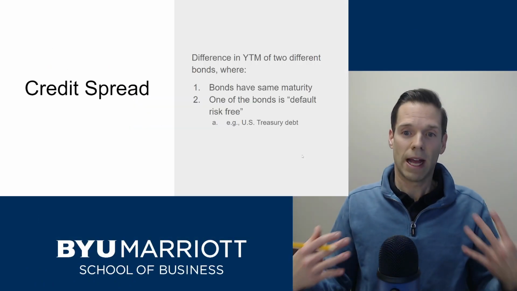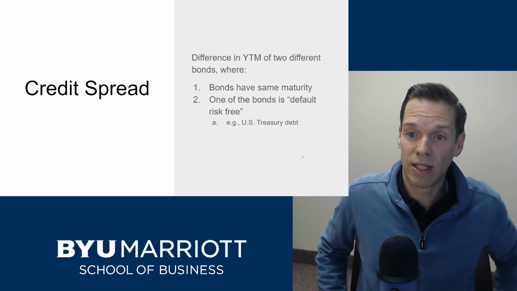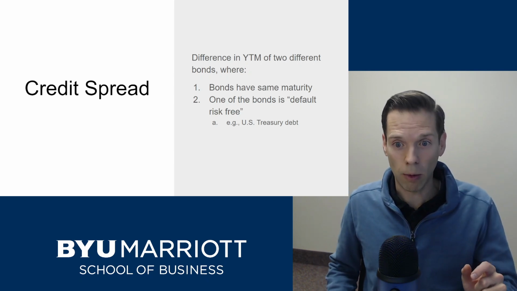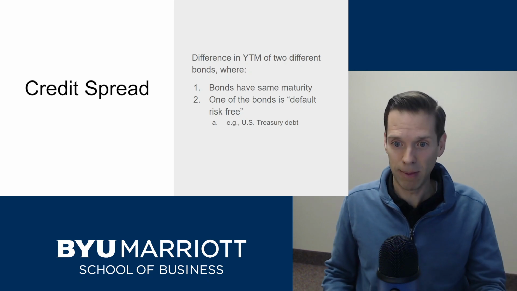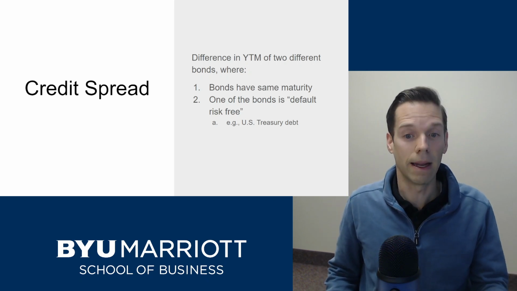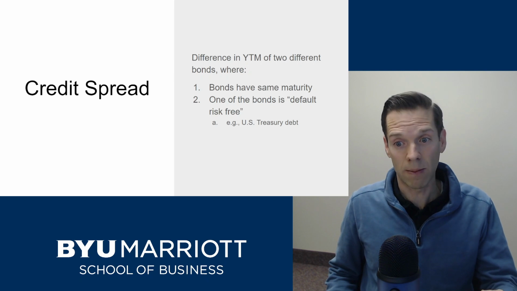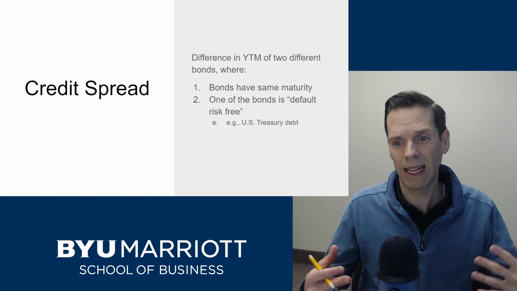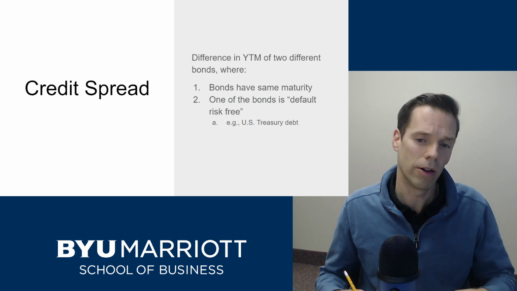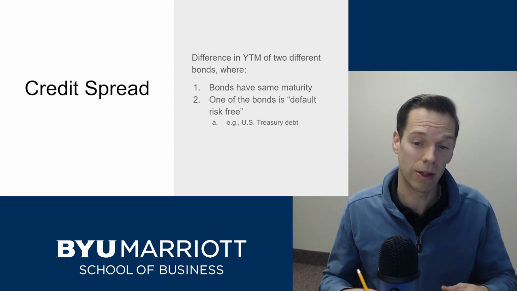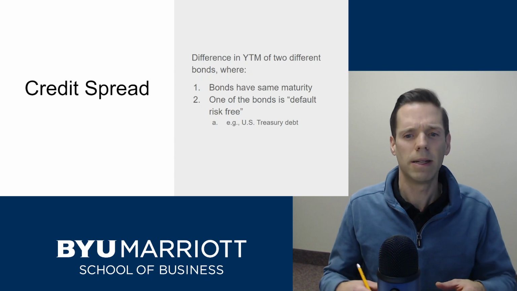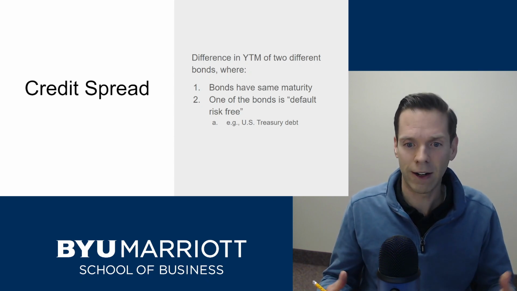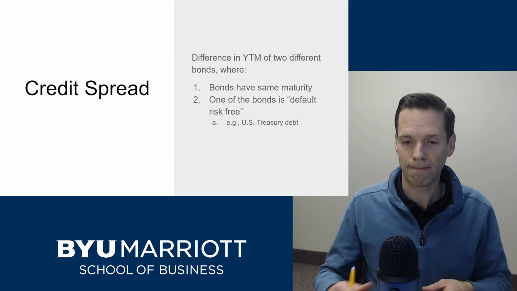So let me show you. A credit spread is just the difference in the yield to maturity of two different bonds, with two caveats. Number one, the bonds need to have the same maturity. And number two, one of those bonds needs to be default risk-free. In practice, we'll call that a U.S. Treasury bond, or if we're dealing with European bonds, we could do something like a German government bond. We need a bond backed by a government that is very, very unlikely to default.